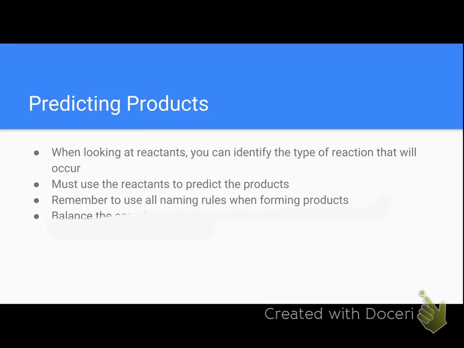You have to remember to use all of your naming rules as you are forming products. Just because something has a subscript 2 on your reactant side doesn't mean it's going to have a subscript 2 on your product side, because that subscript 2 may be to balance out a charge. You have to rebalance your charges on your product side. Also have to remember those Hofbrauhaus.